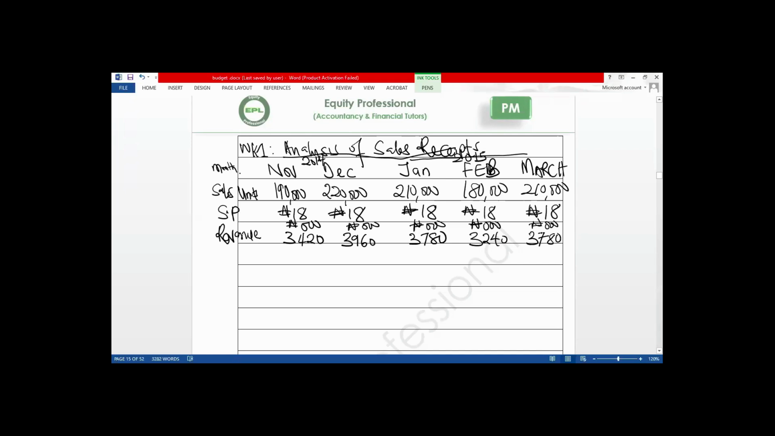That means in November 2014, the revenue was 3,420,000. We have for December, we have for January. Now, out of this revenue, how much do we collect as cash? That will now take us to collection pattern.